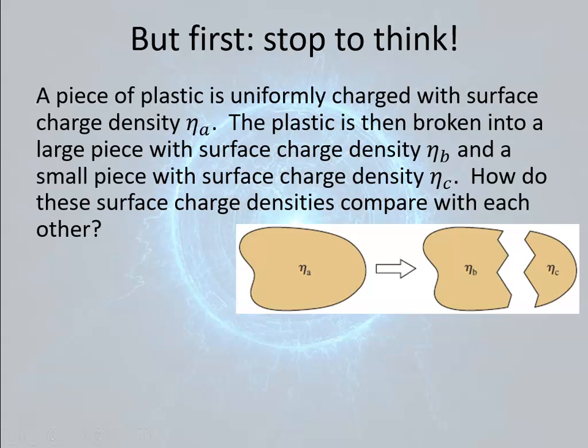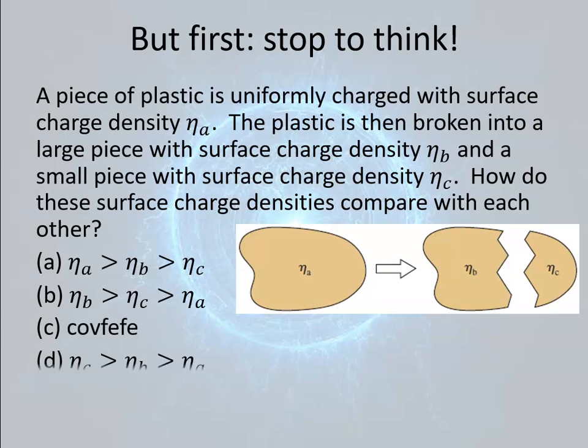So here, as a quick example, let's consider a piece of plastic that's uniformly charged, and we break it up into two other pieces of plastic, one bigger, one smaller. How do the surface charge densities of the pieces compare with each other and compare with the original large piece? So is it a situation where the larger piece has greater charge density than any other larger pieces, etc., and you go all the way down?